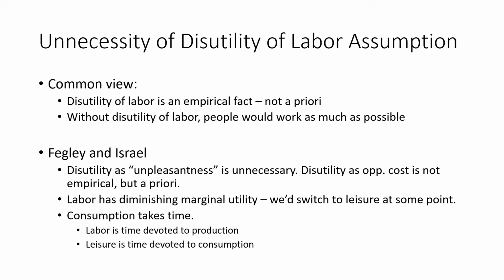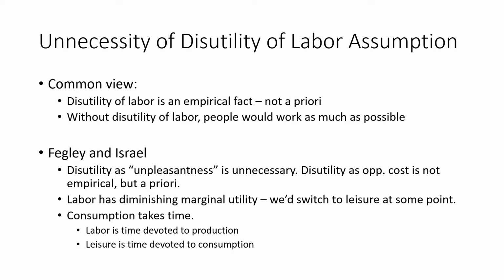Fegley and Israel suggest that the common view, specifically suggested by Mises and Rothbard, is that the disutility of labor is a fundamentally empirical fact. It's something we just observe, rather than being arrived at by deduction. Fegley and Israel also suggest that according to Mises and Rothbard, without this disutility, people would work as much as they possibly could. Fegley and Israel suggest an alternative.